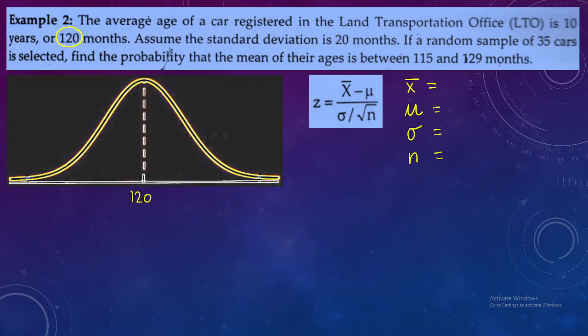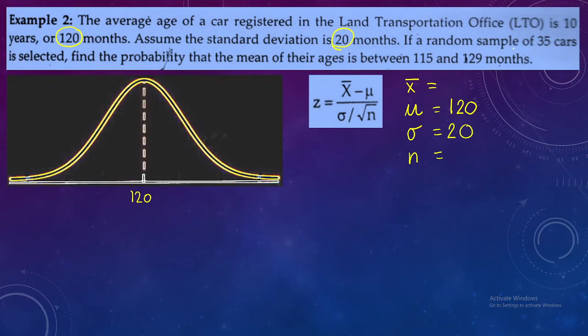And as you can see in the first sentence, it only states average age. It does not say average age of the sample. So meaning the average age here is simply the population mean, which is 120. Okay, now let's go to the second sentence. Assume that the standard deviation, as you can see, is 20.